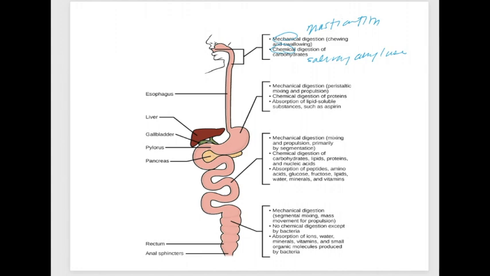So then the esophagus is just a tube of transport, and it is just mechanical from point A to point B. So there's no technical digestion that happens within the esophagus.